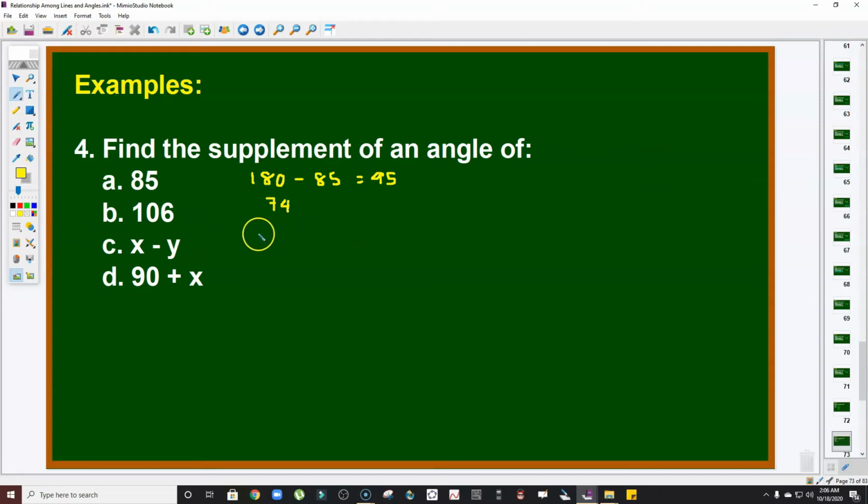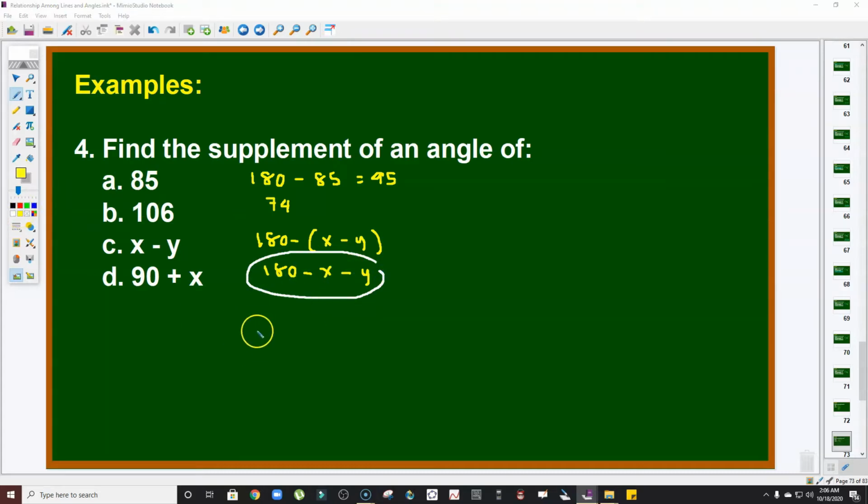So, like what we did in number 4, letter A and B, all we have to do is to subtract x minus y from 180. See that? Okay, so that will be 180. Actually, okay na yan, kasi wala namang masisimplify. Or if you want to distribute negative 1, it's okay. So, 180 minus x plus y. So, this is the supplement of the given. See that?